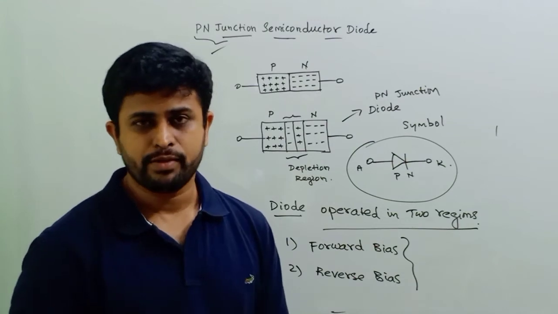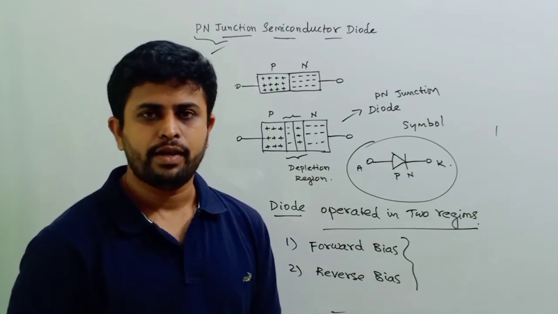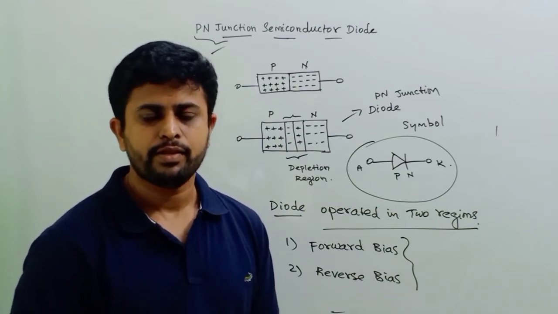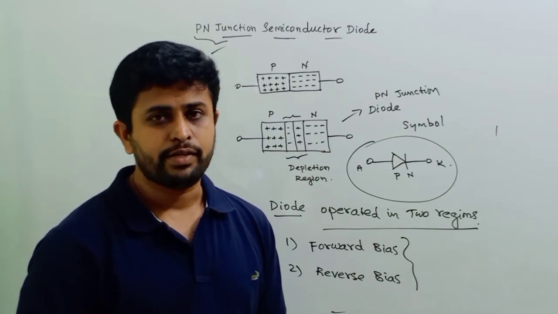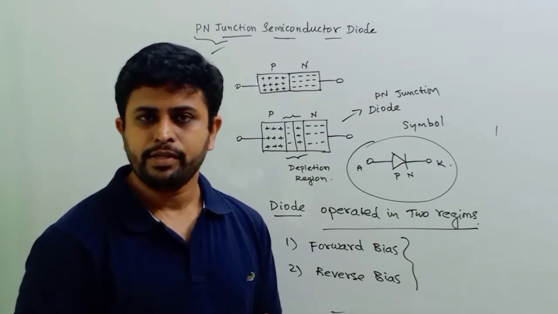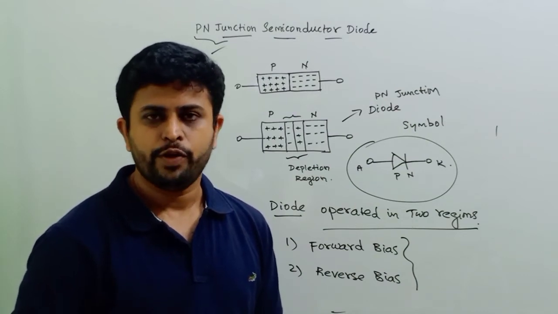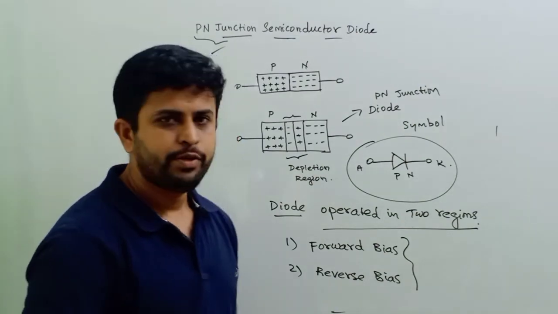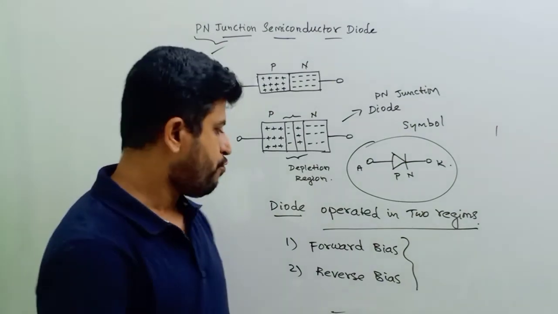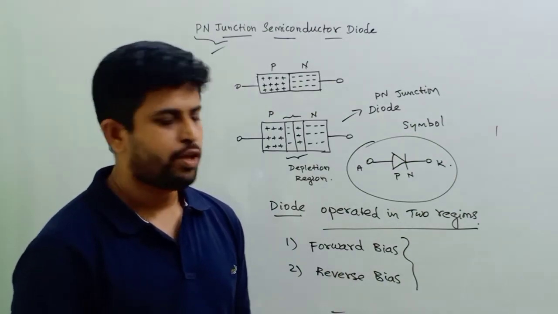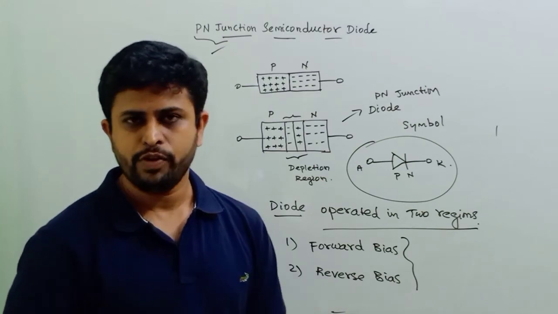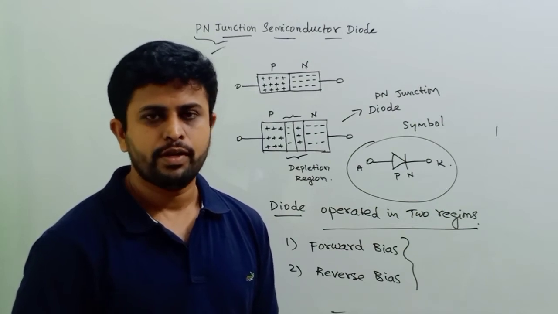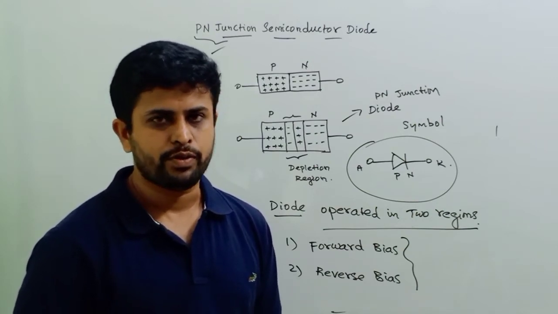So what do you mean by bias? Bias is nothing but connecting a supply to the device. If you are connecting a battery to the device, then we say that the device is biased. Now it depends on the terminals of the battery whether it is forward biased or reverse biased. So now let us see what happens to the diode when it is operated in forward bias or reverse bias. Once we go through the working of this, then we will plot the characteristics of this diode, that is the VI characteristics of the diode.